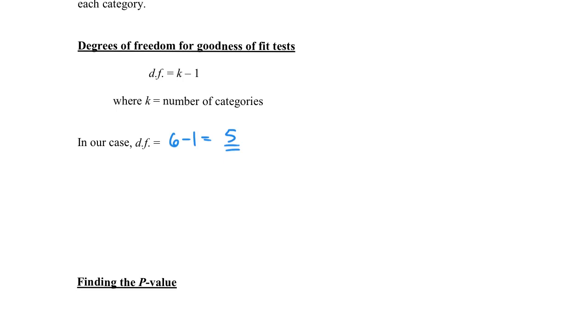So goodness of fit tests have k minus 1 degrees of freedom. If you remember test of independence, they had row minus 1 times column minus 1, right? They were different. But we are not using that here. We just have k minus 1. Okay, so we've got 5 degrees of freedom. And then we can find the p-value.